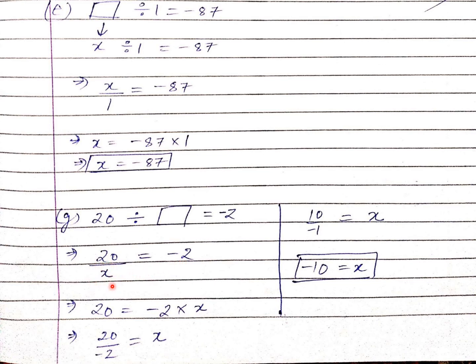It is in fraction, so we'll first take it in the numerator. How? Here it is in division. When it crosses the border, it comes in multiplication. So x becomes here in multiplication. So we have equation 20 equal to minus 2 into x.